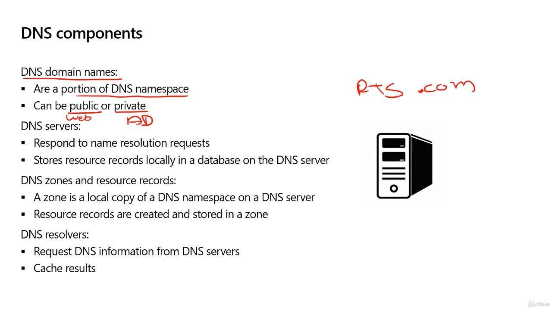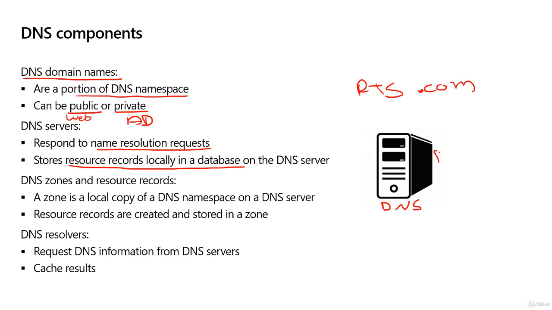When I install Active Directory, I choose the domain name I want. If I choose rts.com, that becomes my fully qualified domain name. I have my DNS server. The DNS server is going to be used to respond to all name resolution requests. So anytime a client needs to resolve a name, that request just gets passed up to my DNS server, and it stores these resource records locally in a database. So technically my DNS server here is a database server, and it's going to store all my records.